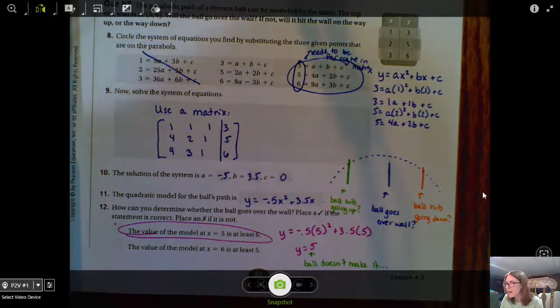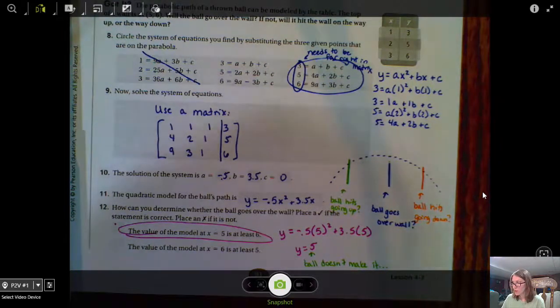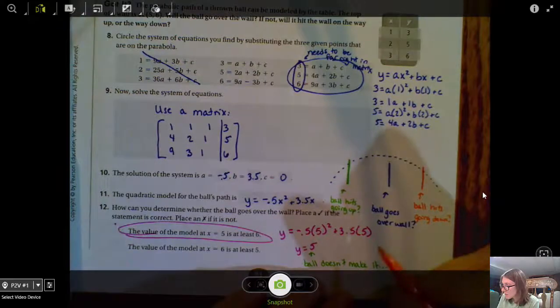But does the ball hit on the way up or on the way down? And again, there's a couple different ways we could figure this part out. We could find the vertex and figure out where our vertex is in relation to the wall. Or we could pick another x value and plug it into our equation. So I'm just going to do that just so you can see something different.